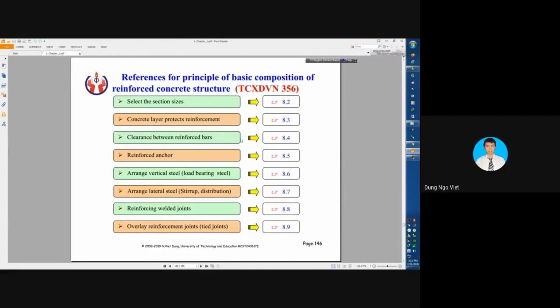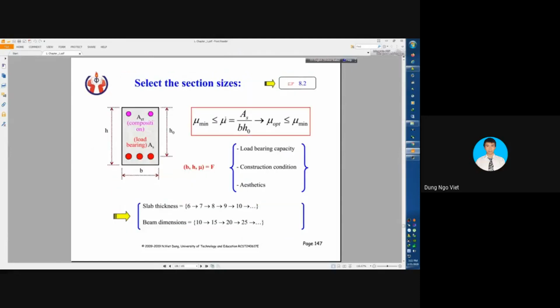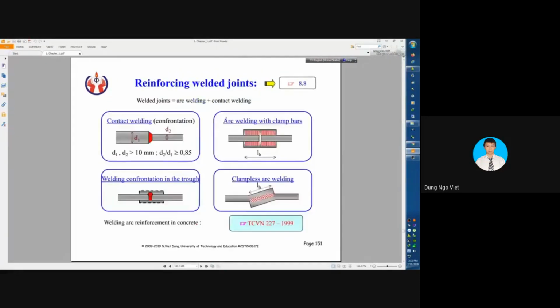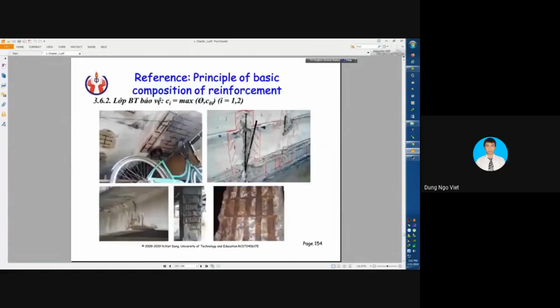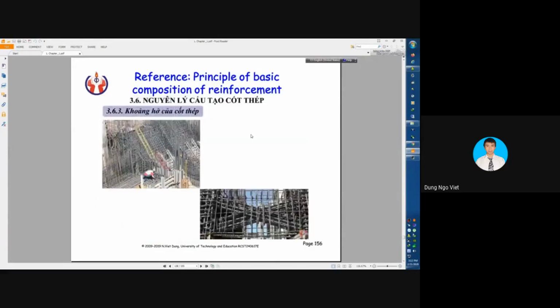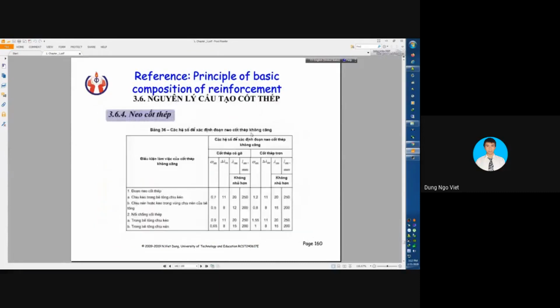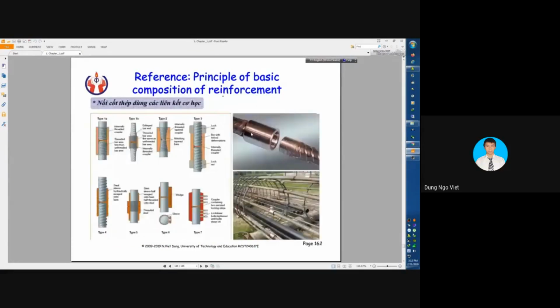The other slide is the reference, so you can read this for yourself. Here are some references on the principles of basic components of reinforcement.